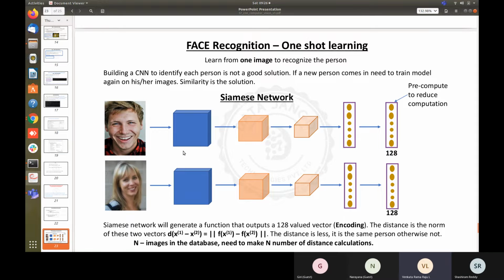My picture is 224 by 224 by 3. Think that maybe it is 500 by 500 by 3. 500 by 500 by 3 means 75,000 pixels, my picture, right? 75,000 pixels. I am actually reducing the dimensionality to 128.